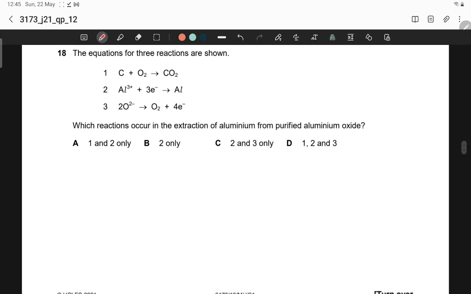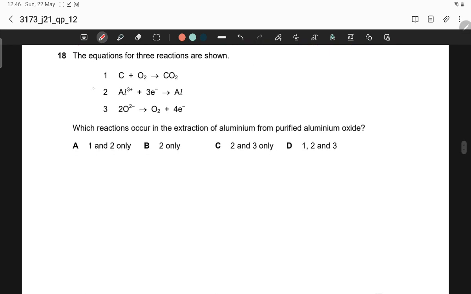Question number 18. The equations for 3 reactions are shown. Carbon to form carbon dioxide, aluminium, 2 oxide ion to form oxygen and 4 electron. Which reaction occurs in the extraction of aluminium from purified aluminium oxide?